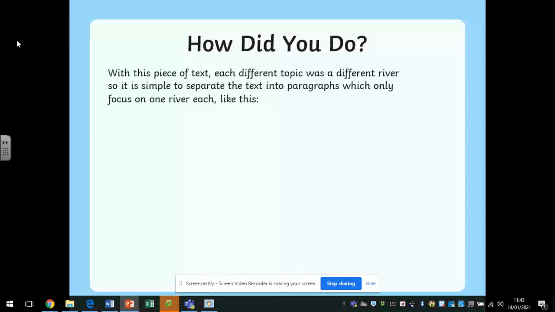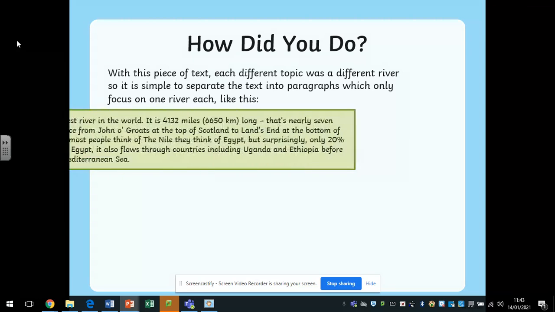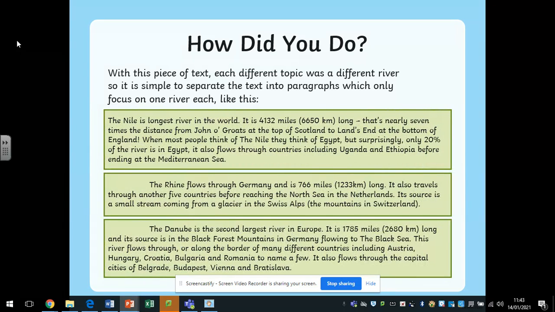So how did you do? Within this piece of text, each different topic was a different river, so it's simple to sort them into paragraphs. So there was a section on the Nile, there was a section on the River Rhine, and there was a section on the River Danube. Okay, so it should have looked something like this, but indented.